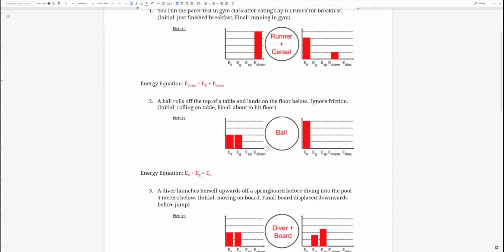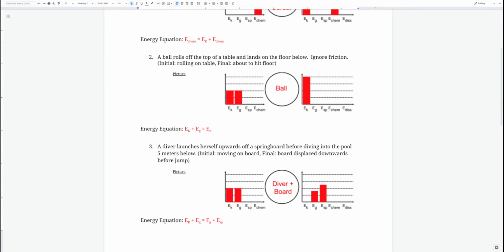In the second situation, we have a ball rolling off the top of a table and it lands on the floor. So the initial situation is rolling on the table. When it is rolling on the table, rolling means kinetic energy. On the table means it's up in the air, so it has some gravitational energy. No springs, no chemicals here. I forgot to say the ball is our system.